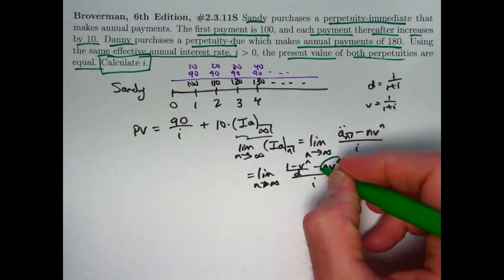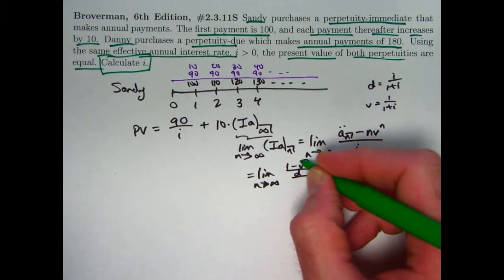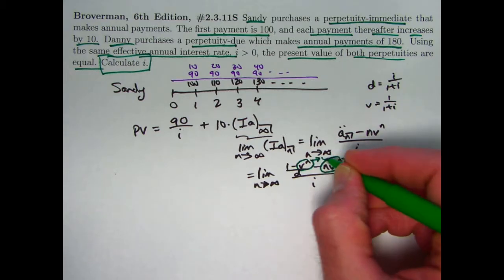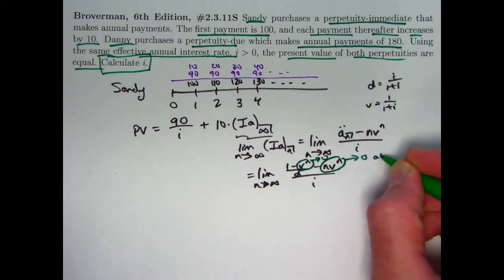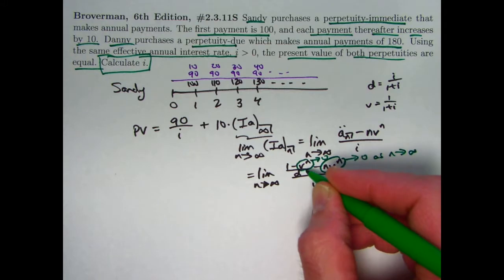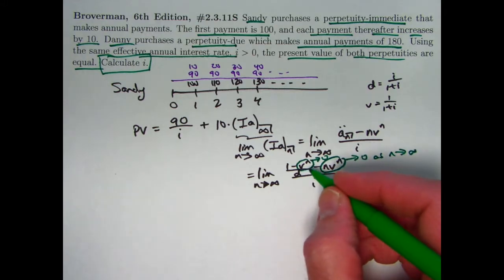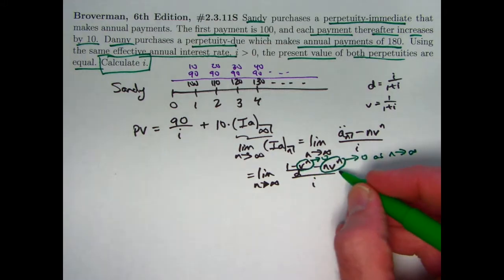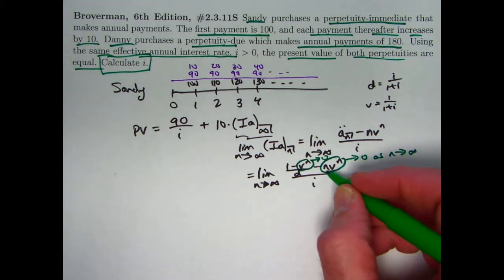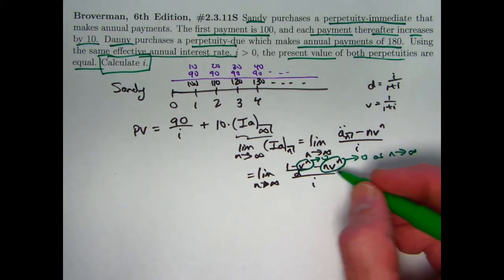We can let n go to infinity, and these two things that I'm circling go to 0 as n goes to infinity. Now, it's pretty obvious, since v is between 0 and 1, that v to the n goes to 0 as n goes to infinity. It's perhaps a little less obvious that this goes to 0. It does. Basically, you've got a linearly increasing term involving n, and an exponentially decreasing term involving n here, where v is between 0 and 1.